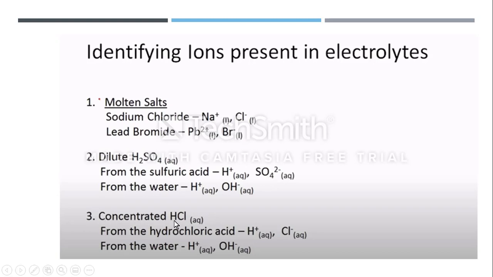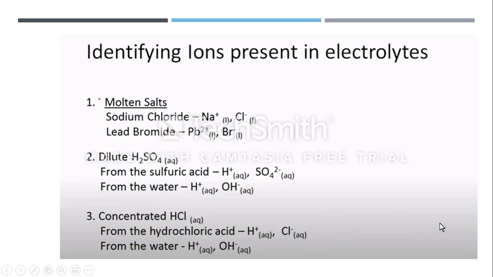For concentrated hydrochloric acid, this means we have a lot of acid and we have less water because it's concentrated, right? So we'll have H+ and Cl- ions from the acid, and we'll also have H+ and OH- from the water, and this is the water that the acid is dissolved in. Again, we only have a little bit of water because it is concentrated. You have more H+ and Cl- ions.